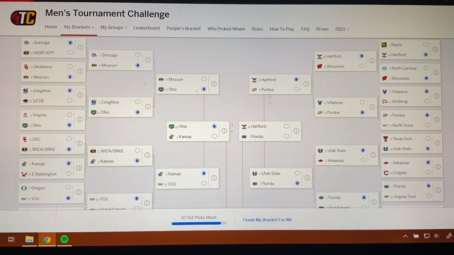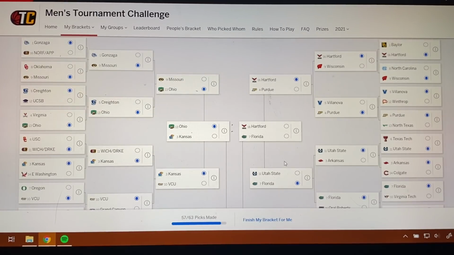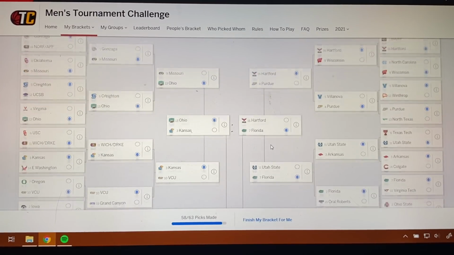Hartford versus Florida. We are rooting for another heads here. We need 16 seed Hartford. Oh man, the run comes to an end. No 16 seeds in the final 4. So we have 7 seed Florida advancing.